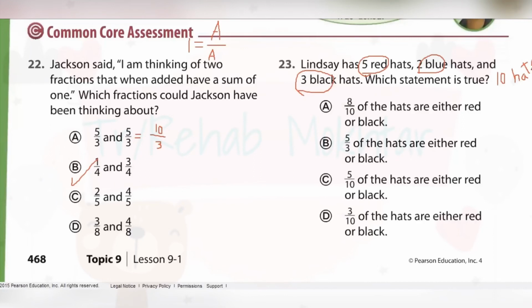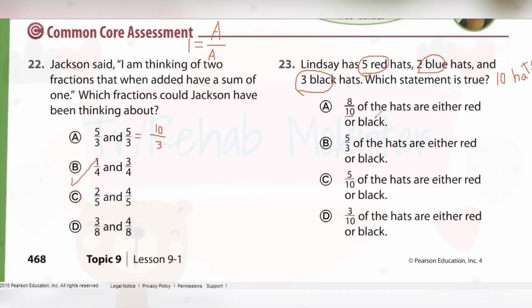And we said before that fractions represent a part of a set. And here we have a set of hats. Which statement is true? 8 out of 10 of the hats are either red or black. So, wait, teacher, the total number of hats is 10. So the total parts is 10. We have to put it down. Yes, teacher, we put 10 down.